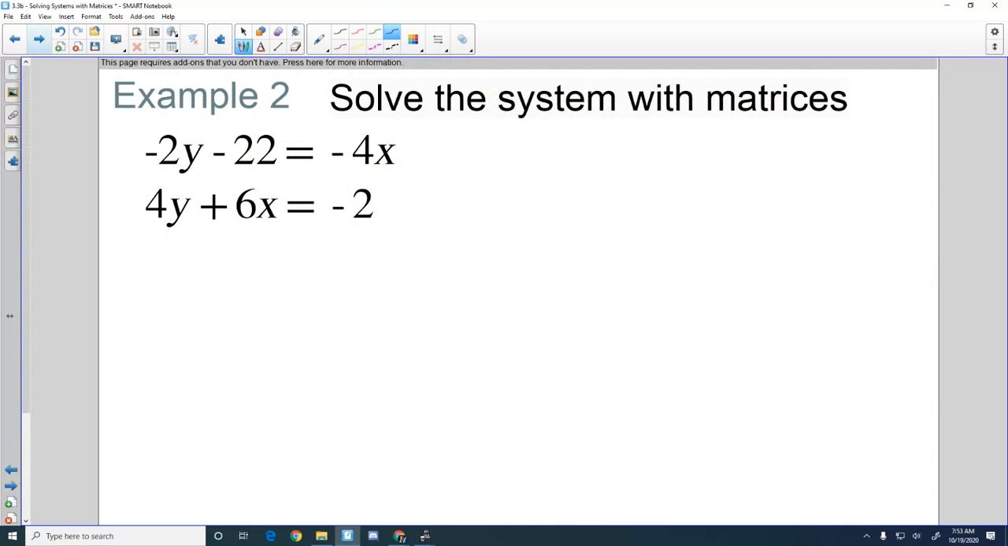All right, so let's do another one of these all together. We're going to solve this system of equations with matrices. So we're going to solve this for x and y. So go ahead and write these two down. If you're feeling confident, go ahead and push onwards on your own. Otherwise, I'm going to walk through all these steps with you.